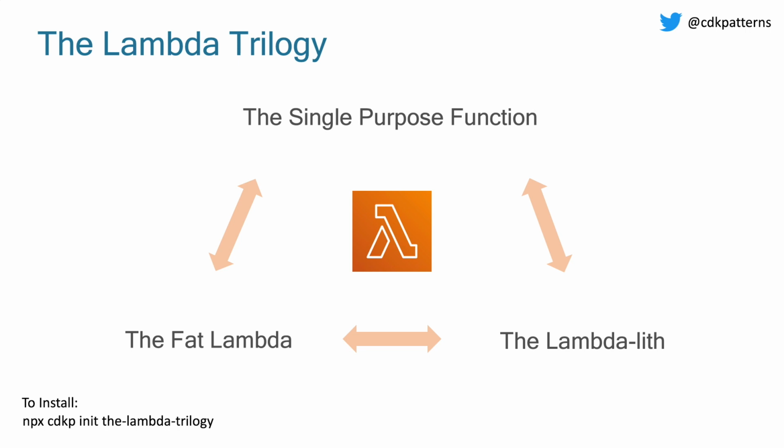So this is something that has been discussed since the day Lambda was invented, and there have been lots of controversial opinions. I'll try not to be too controversial today. So the three patterns that we're going to discuss are the single purpose function, the Fat Lambda, and the Lambda-lith. And if you want to see the code base as we go through this, you can either visit cdkpatterns.com or you can use the command line script in the bottom left, npx cdkp init, the Lambda-trilogy.